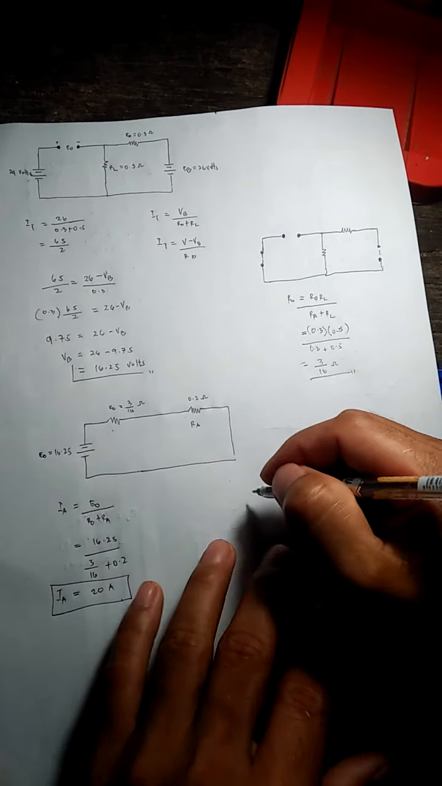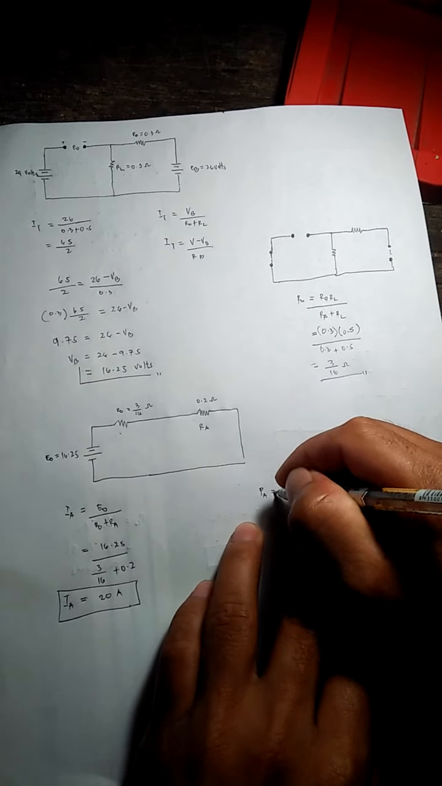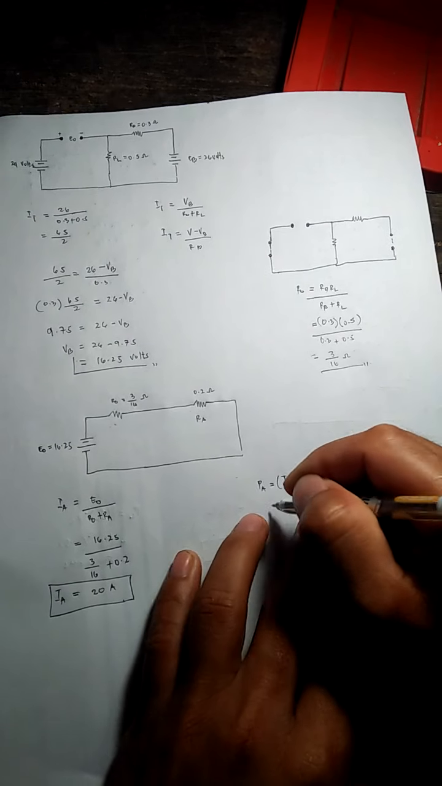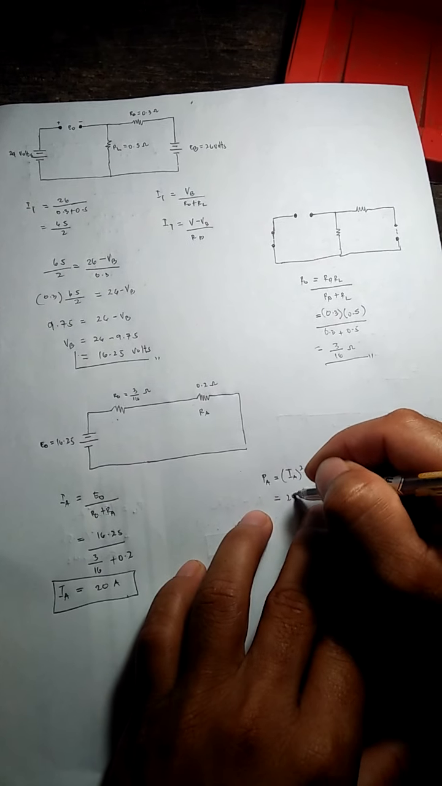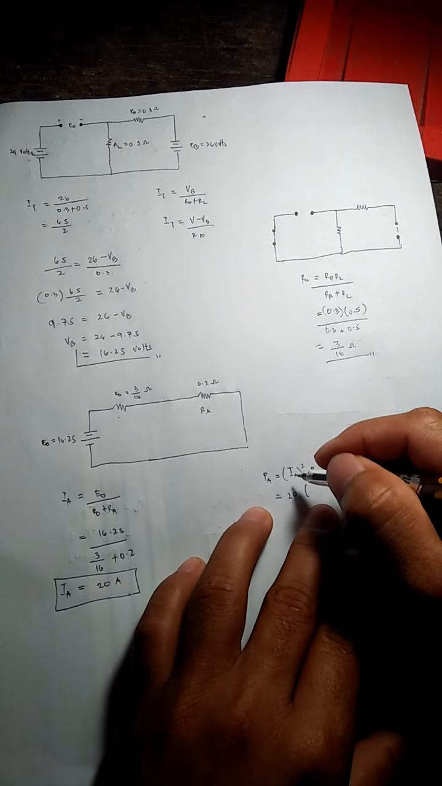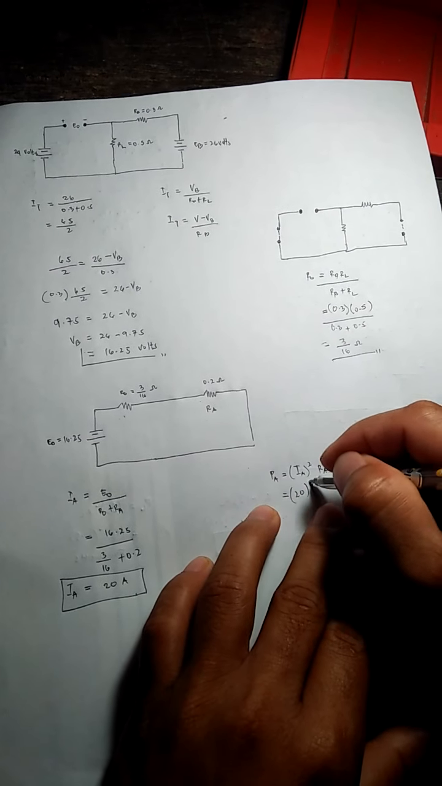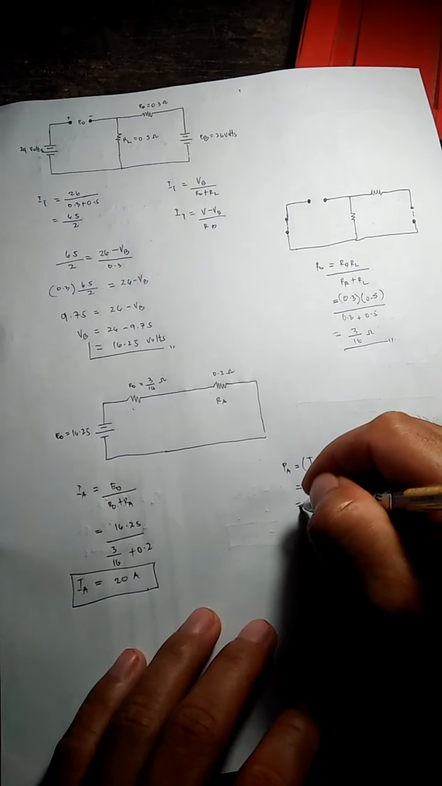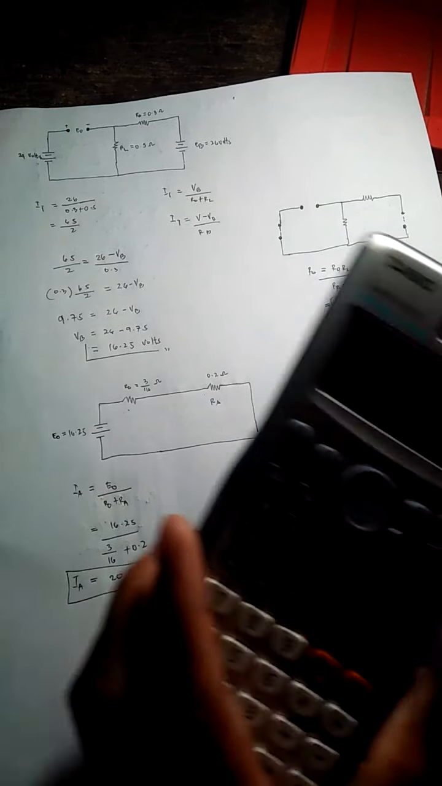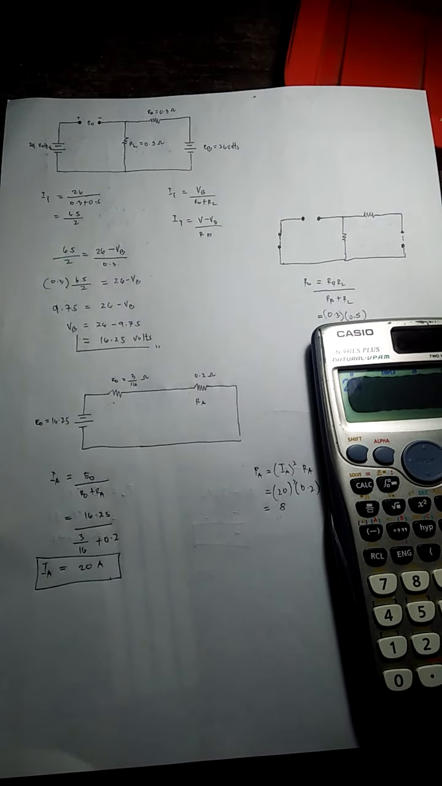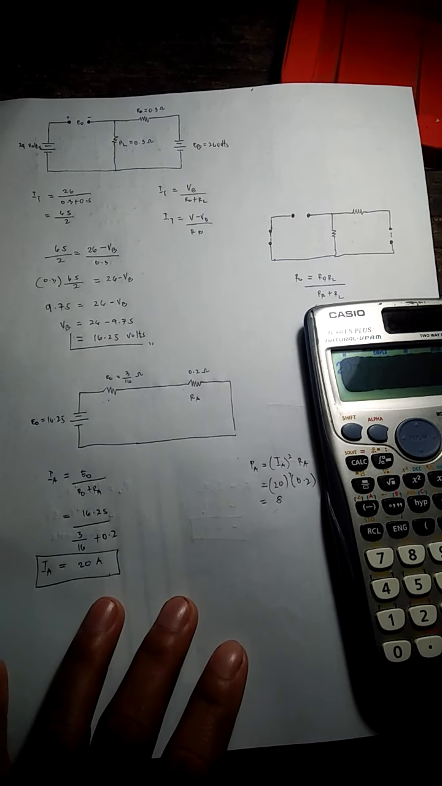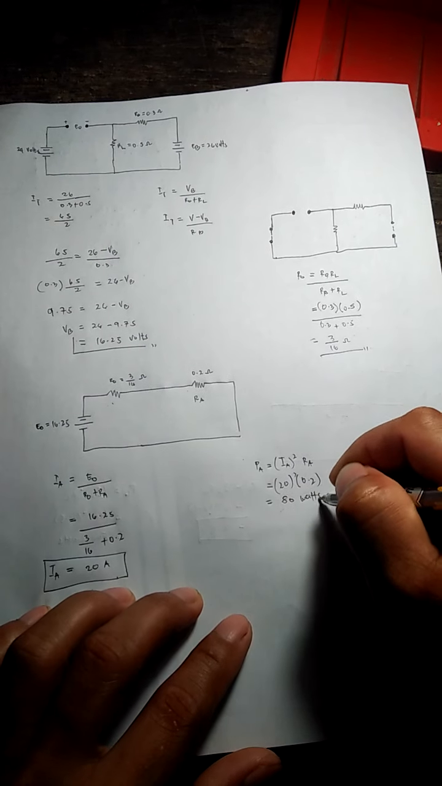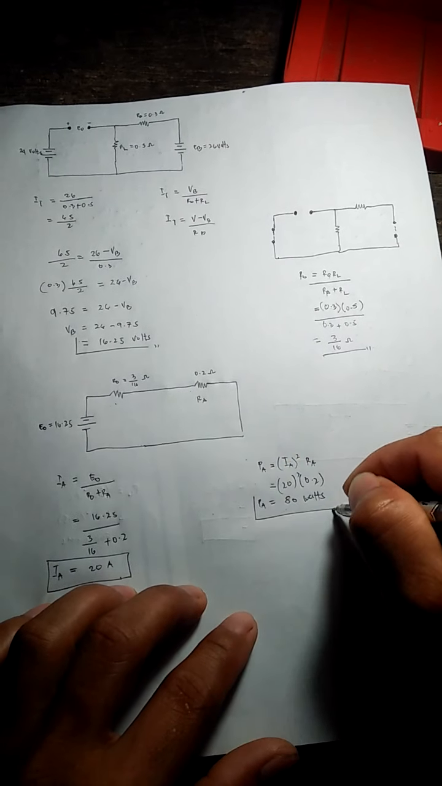So this is our IA. Since we get our IA, we can now get our PA. PA is IA squared times RA. So directly substitute the given: 20 squared times 0.2 is 80 watts. So this is our PA.